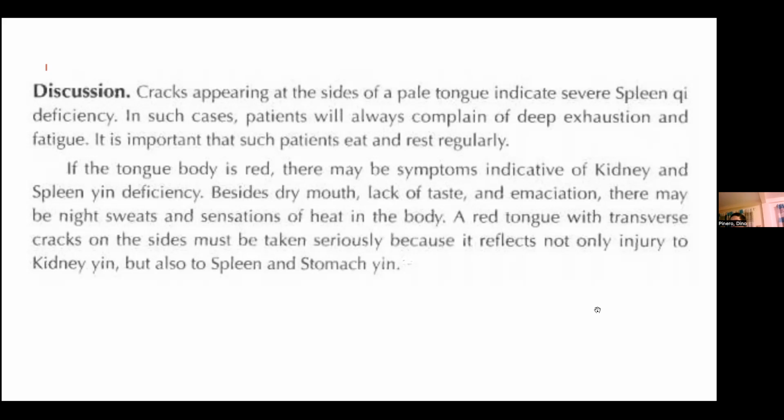So, importante daw na pag may red tongue with transverse crack, di ba yung mga cracks dun sa side ng tongue, importante po yun because this is injury sa kidney yin, sa spleen and stomach yin.